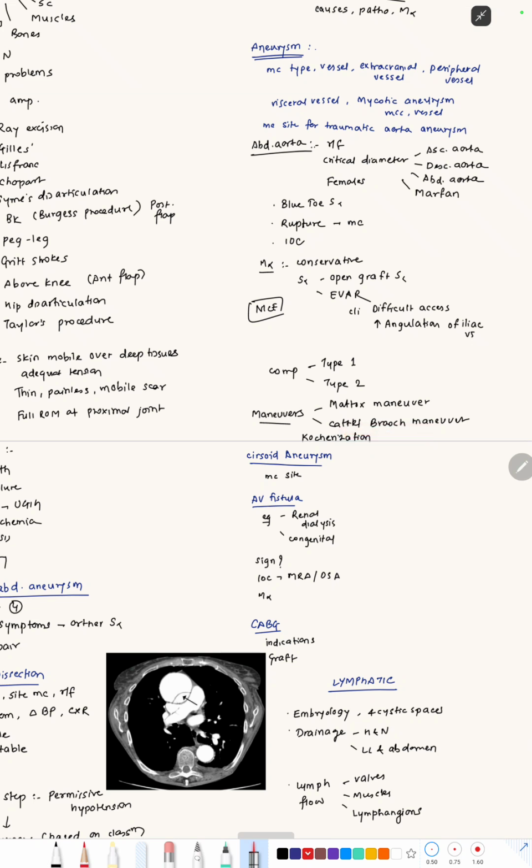Cattell-Braasch maneuver is used to visualize the inferior vena cava. For that, the right side is medially rotated. It is generally done in case of renal cell carcinoma which metastasizes to the inferior vena cava. Then there is the Kocher maneuver. Kocher maneuver is nothing but mobilization of the duodenum.